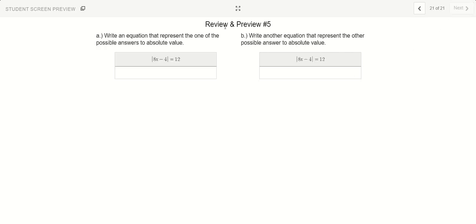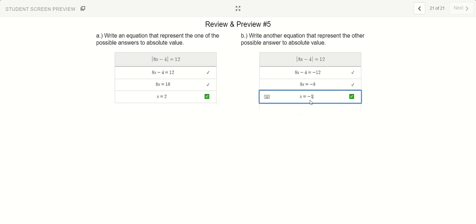And the last one is a review from the last lesson, an absolute value. Again, I have 2 possible answers. This can either be the positive version, where we're coming in from the right side, or the negative version, where we're coming in from the left side. Let's solve for x. Cancel out the minus 4 by adding 4 on both sides. If I divide by 8, x equals 2. Here, plus 4, negative 12 and positive 4 cancel out to get negative 8. And divide, x equals negative 1.